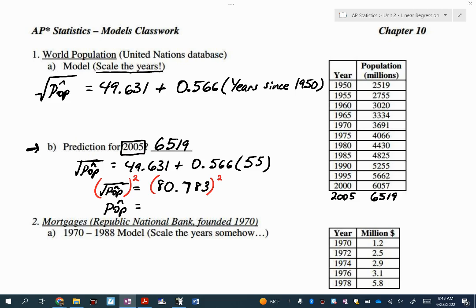All right, so that's it for this one about world population. Check the next videos for the next two examples from this classwork.